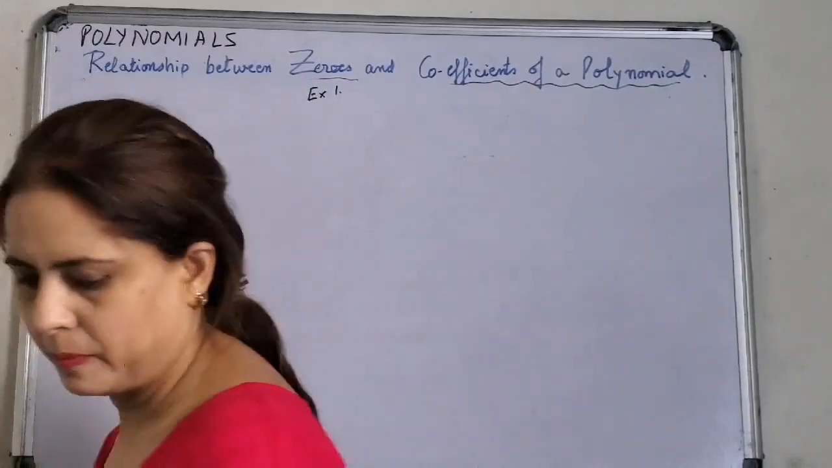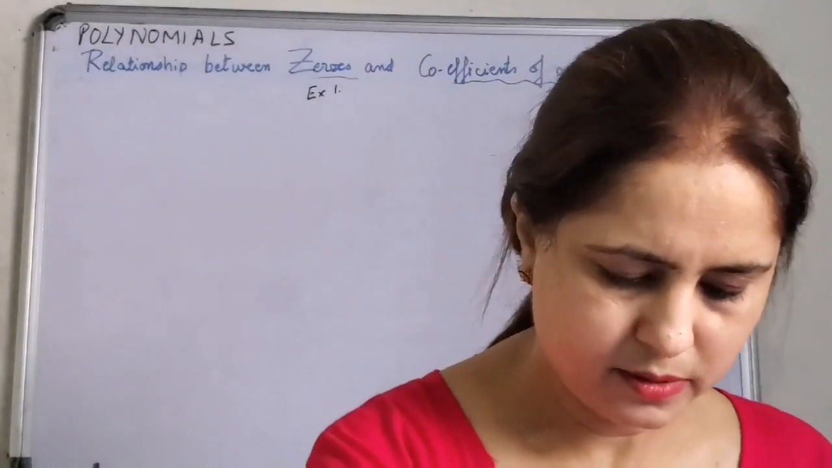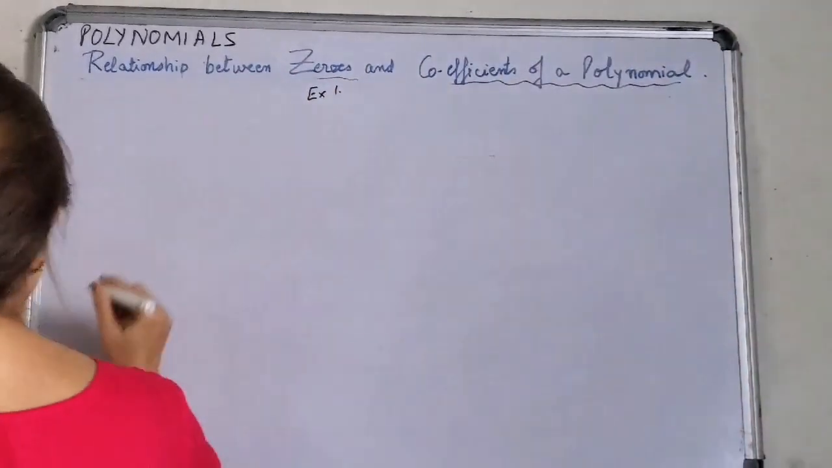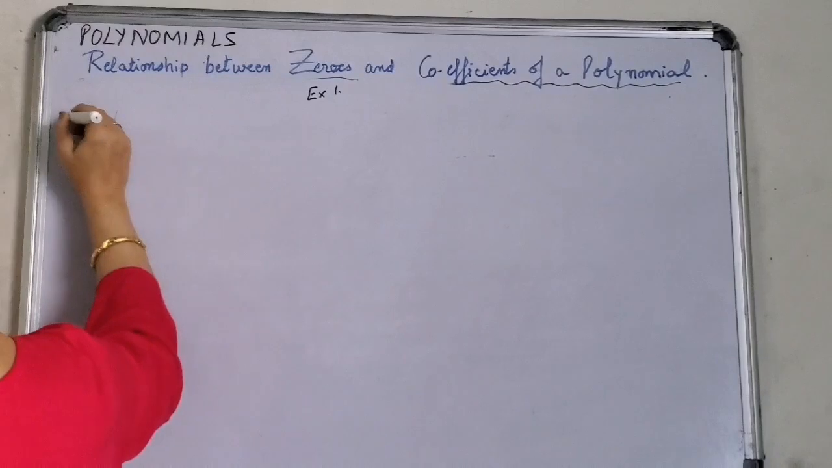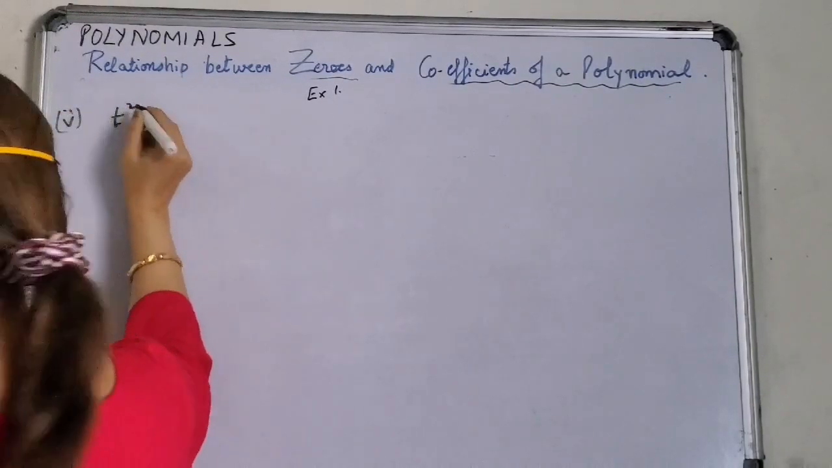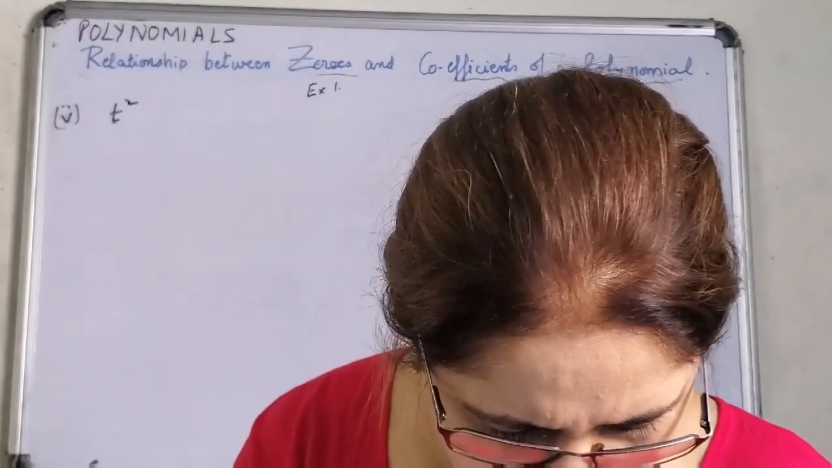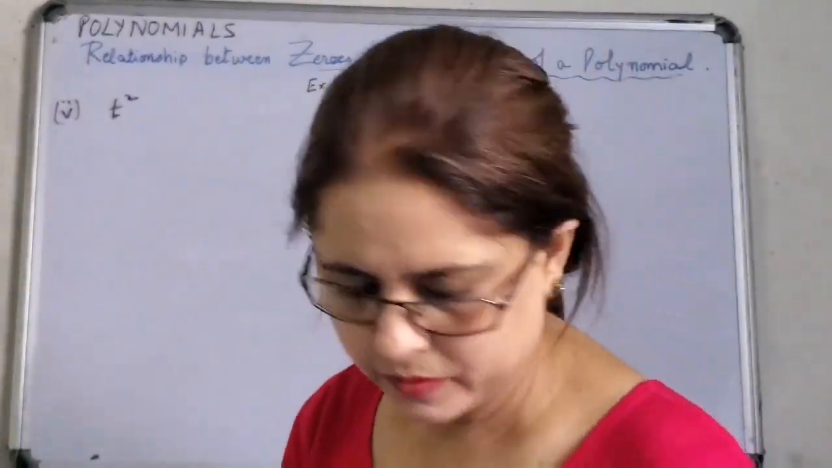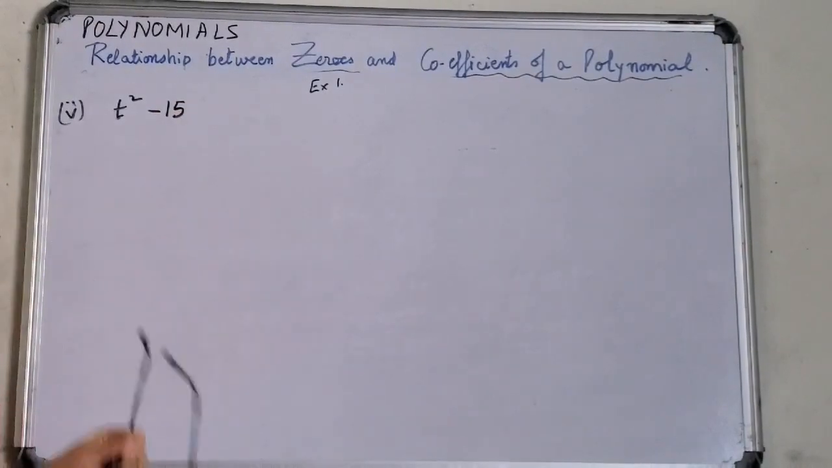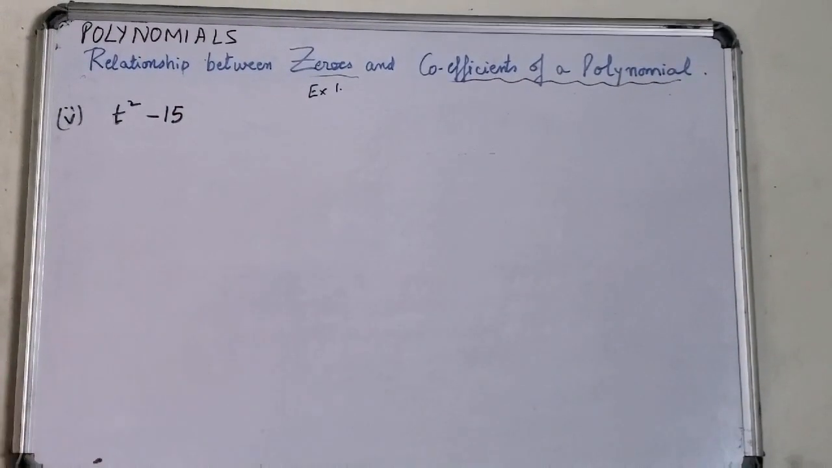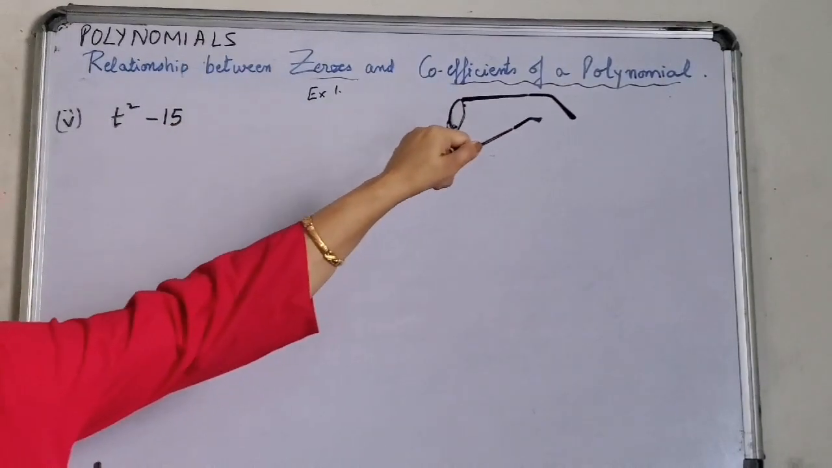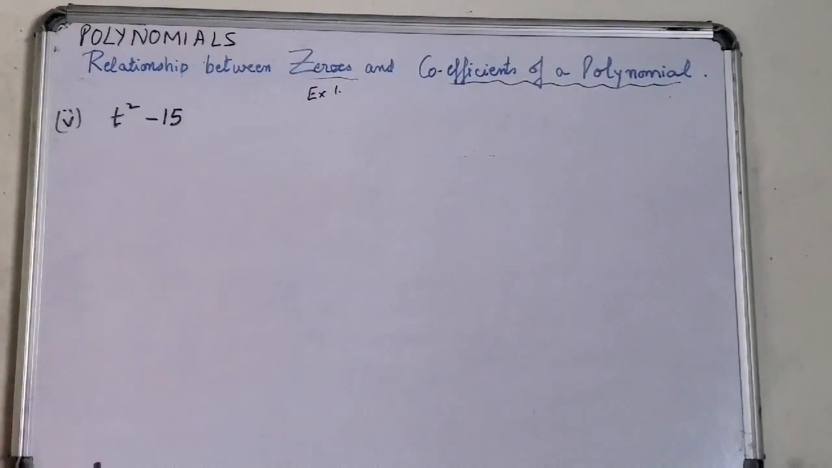The 5th one is t square minus 15, I believe. This is again a quadratic polynomial in t, and the question is we have to find the relationship between the zeros and the coefficients of the polynomial. So first step remains as it is.